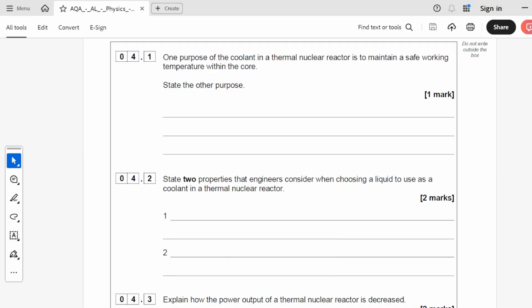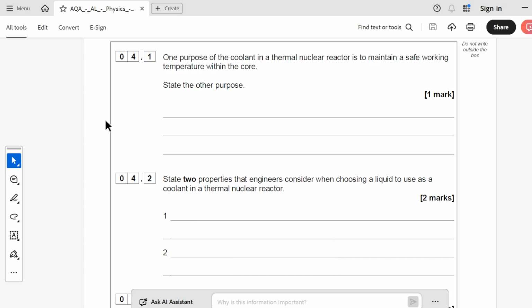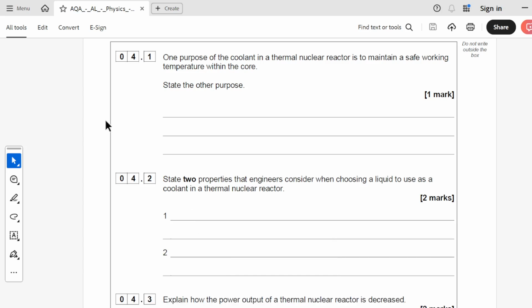All right, we are going to carry on from question 4. One purpose of the coolant in a thermonuclear reactor is to maintain a safe working temperature within the core. State the other purpose.